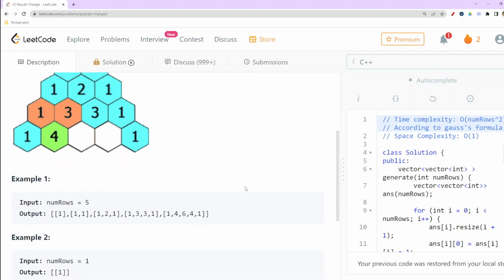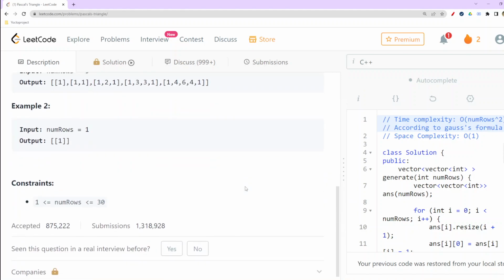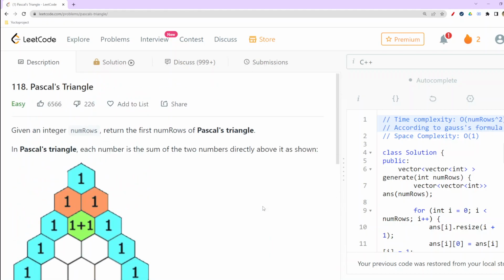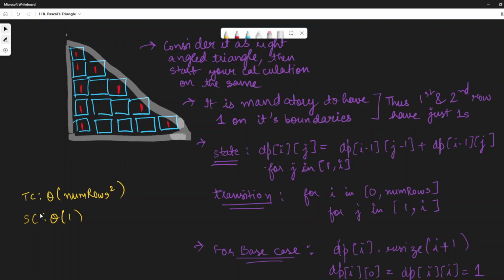I'll explain that on the board. And the constraints are that numRows is at most 30, right? So we can easily use a DP solution here as per the constraints. And yeah, now let's switch over to the board. So here we were given numRows, right? Like 1, 2, 3, any number would be given, and we are required to construct a Pascal triangle.